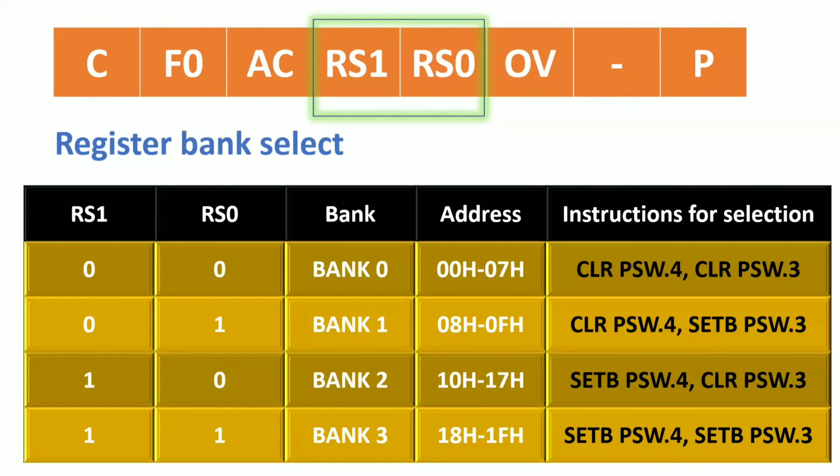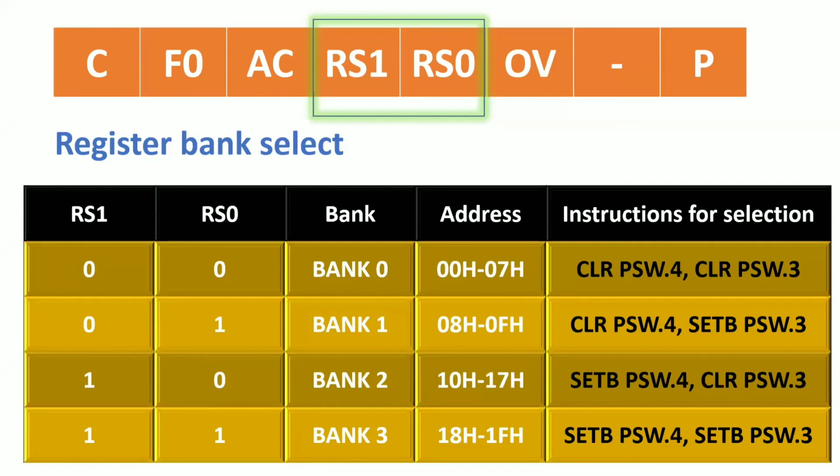Whenever you want to write 00 to select bank 0, you will use these 2 instructions, CLR PSW.4 and CLR PSW.3. That means bit 3 and bit 4 we are clearing, so I am selecting bank 0. Similarly, clear bit 4 and set bit 3. That means 0 1, so I am getting bank 1. This is how I select the banks with the help of 2 instructions, SETB and CLR, which are specified only for bit addressable registers.